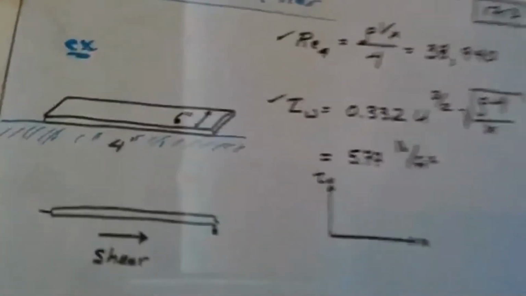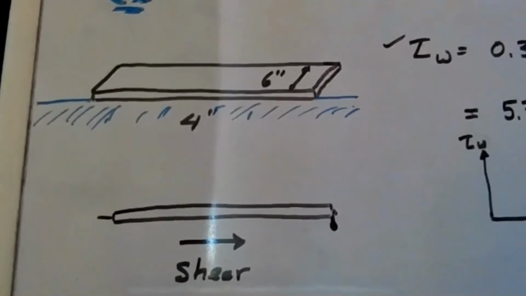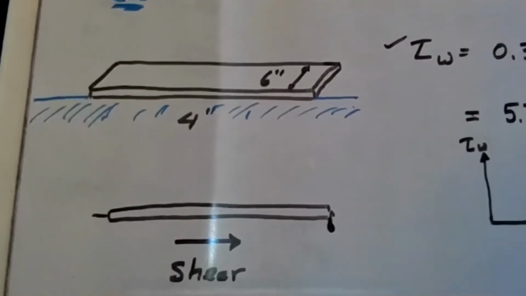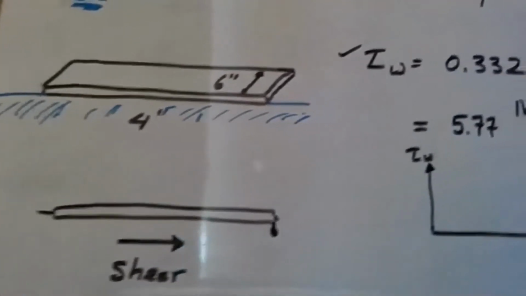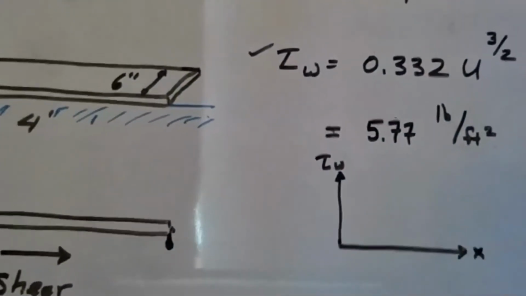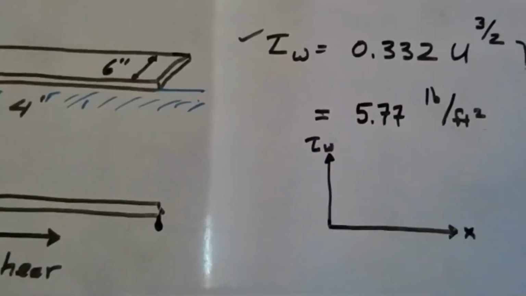So what area are we going to end up using in this case? Well, it's the bottom of the jet ski that encounters the engine oil. So it would be the area of the bottom. So that would be 2 square feet. So maybe we can get the drag by doing 5.77 times 2 and getting about 11 pounds of drag.